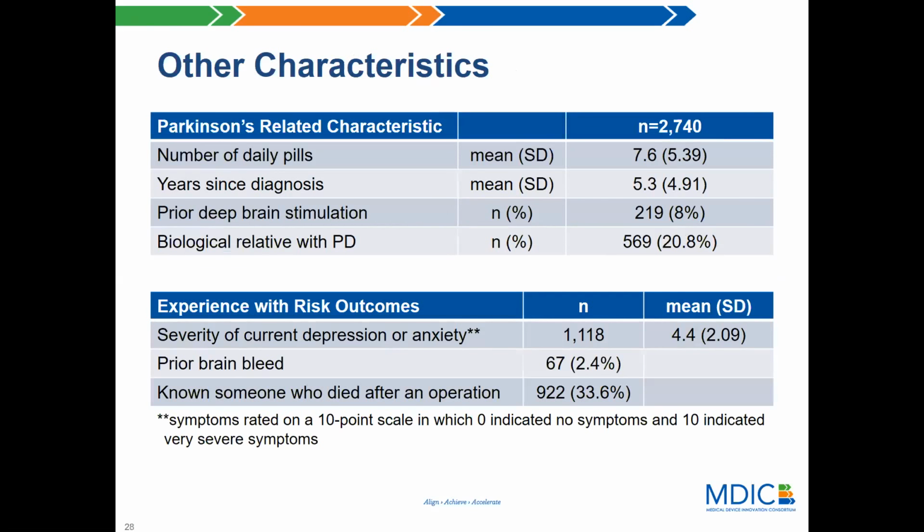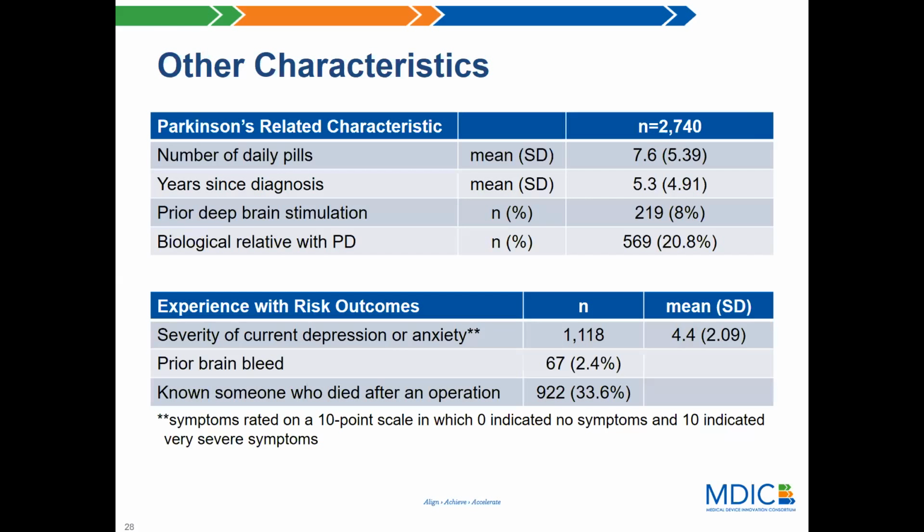We also then looked at other characteristics related to Parkinson's disease: the number of pills taken per day to treat Parkinson's or to treat the side effects of Parkinson's medications, years since diagnosis. What has turned out to be a key one is whether a person has had prior deep brain stimulation. And then we also asked whether a person had a biological relative who had Parkinson's disease.